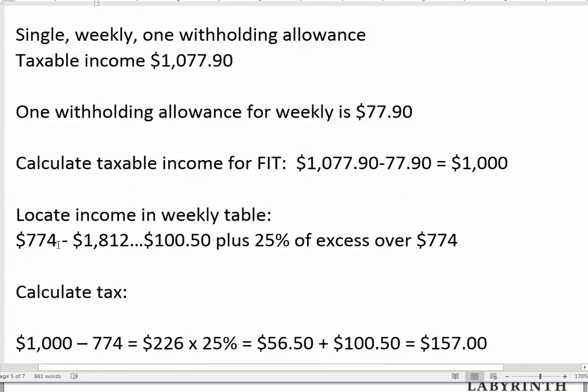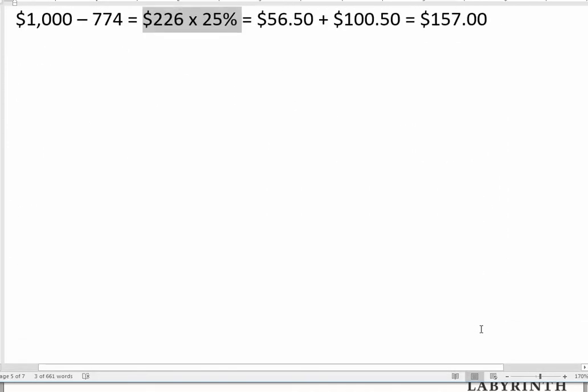So we're going to look at the line of 774 to 1,812 reads the tax is $100.50 plus 25% of the excess over $774. So we're going to subtract $774 from this $1,000 right here to get $226. Multiply that by 25% because that's the excess, which gives us tax of $56.50 that we add to the $100.50 to get $157. I think we should do another one.